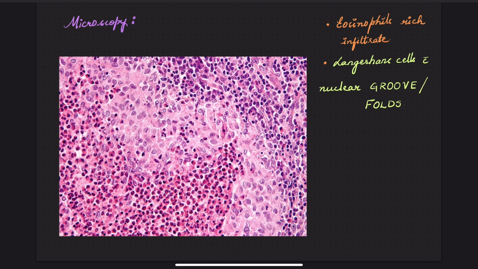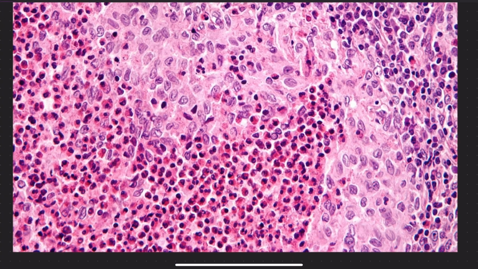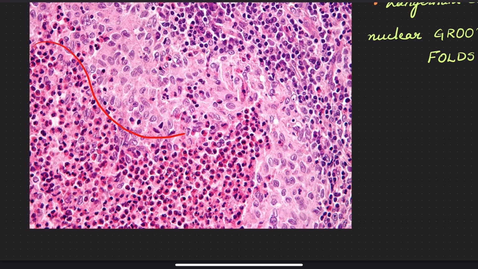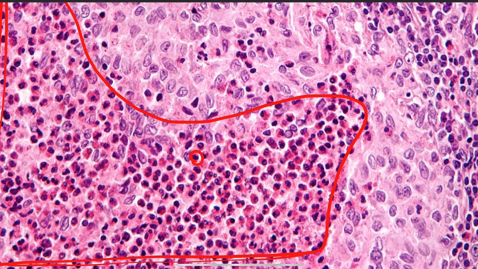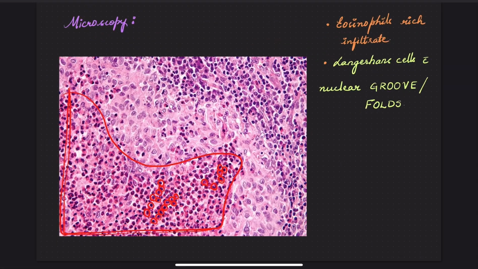Coming to the microscopic picture of Langerhans cell histiocytosis, this side of the slide shows you eosinophils. Eosinophils can be identified by their orangish, pinkish orange cytoplasm. All this is a rich eosinophilic infiltrate. On the other side, these are the Langerhans cells.